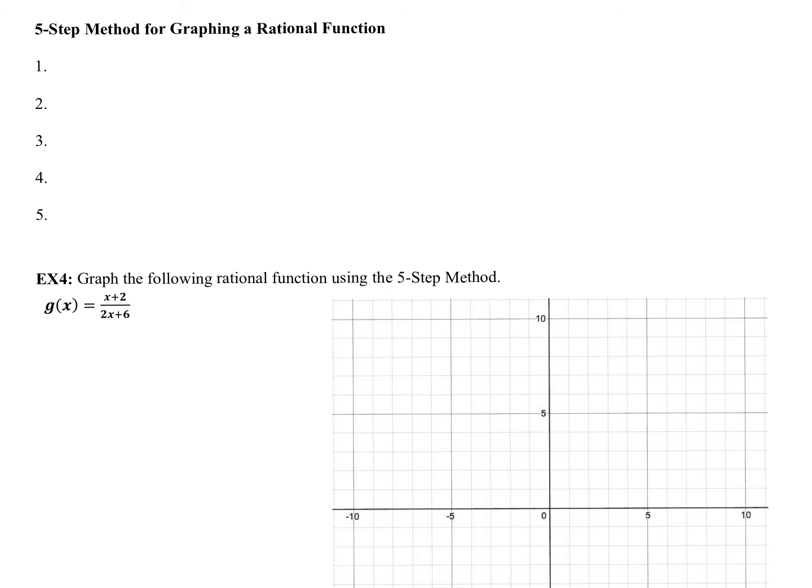First step, intercepts. Solve for x and y intercepts. And as always, state your intercepts as well as graph them. Then after that, we're going to find something called the vertical asymptote.